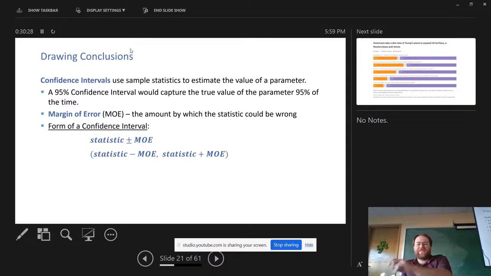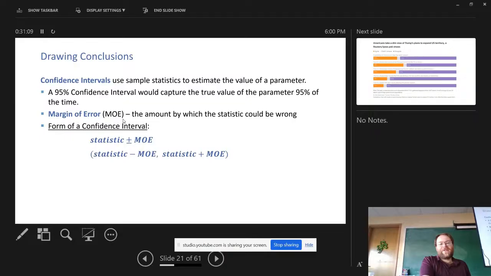Big thing in stats is being able to draw conclusions, as well as providing how confident you are that your conclusion is correct. So confidence intervals are using sample statistics to estimate the boundaries of the population. Most of the time you'll see 95% confidence intervals. Basically, that means if we were to repeat the experiment over and over again, 95% of the time we would fall within this range, is what that means.